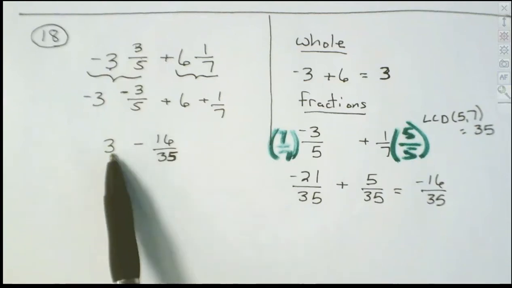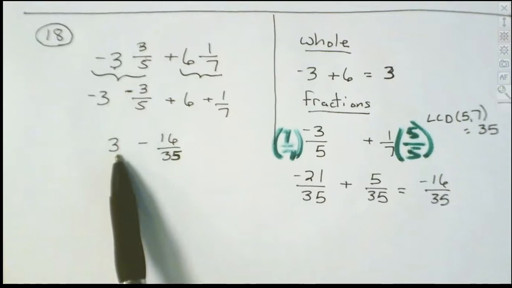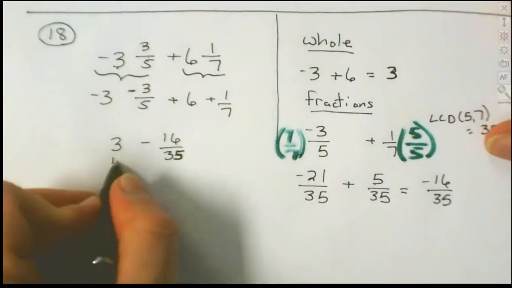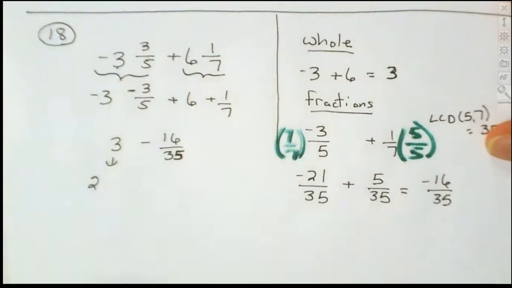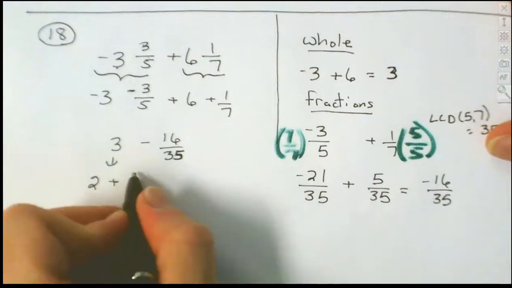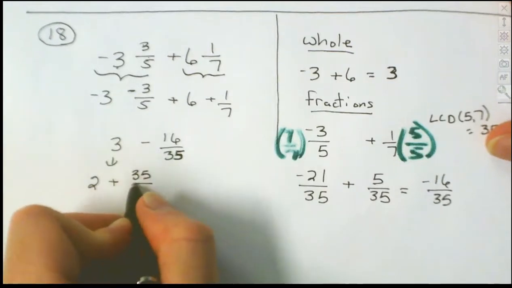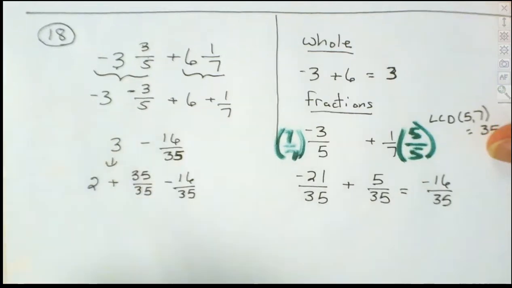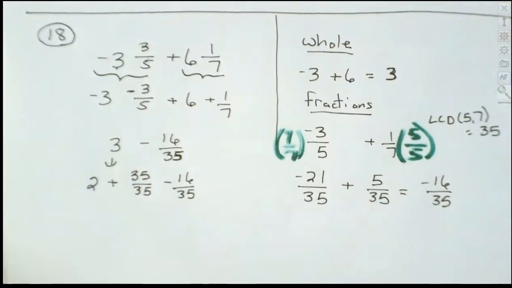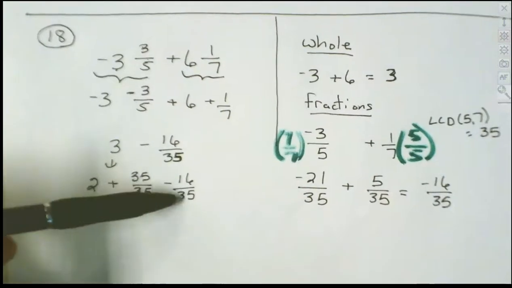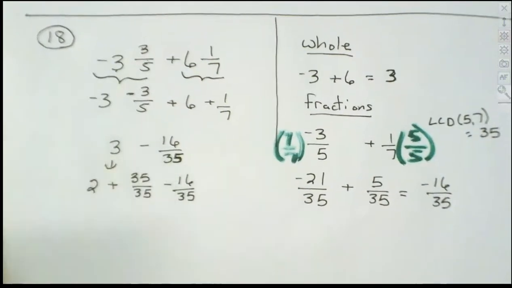So we need to borrow from that 3. And we're going to borrow 1 from that 3. And that 1, when we borrow it, so we'll borrow 1 from it, so that's going to make it 2. And we're going to borrow 1, which is just a 35/35. Right? Because 35/35 is what? 1, right? So we take that 3, we're going to borrow 1 from it. And that's 35/35. Same denominator here. So that's what you want.